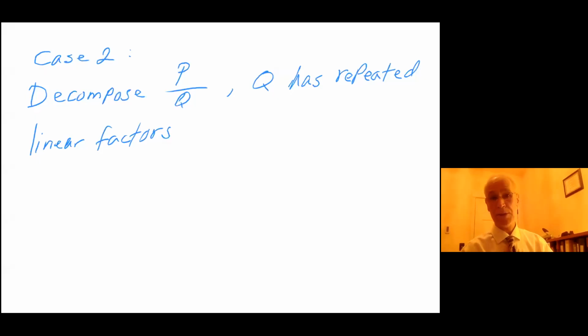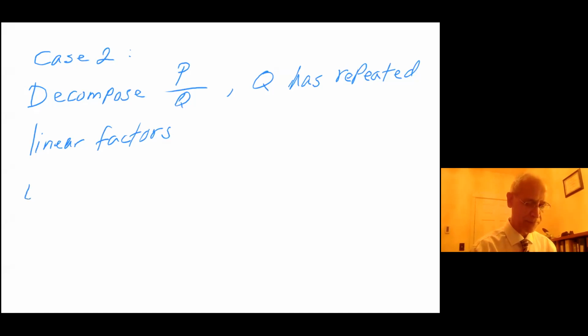So continuing with partial fraction decomposition, case 2. We're decomposing a rational function P over Q, such that Q has repeated linear factors. Remember, case 1, we had linear factors, but they were non-repeated. They were different.